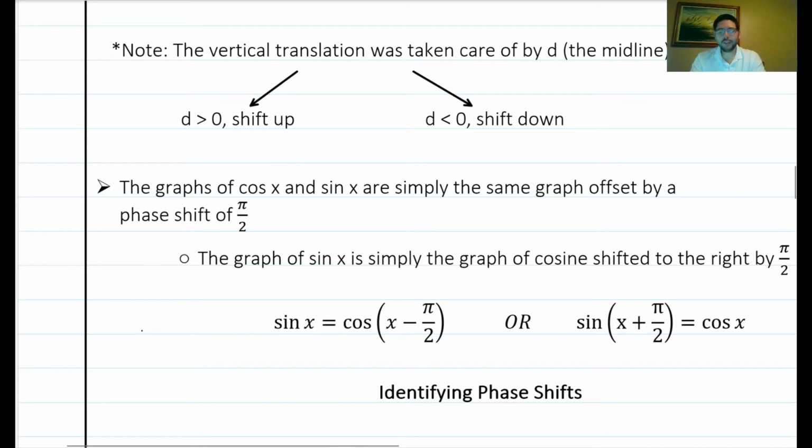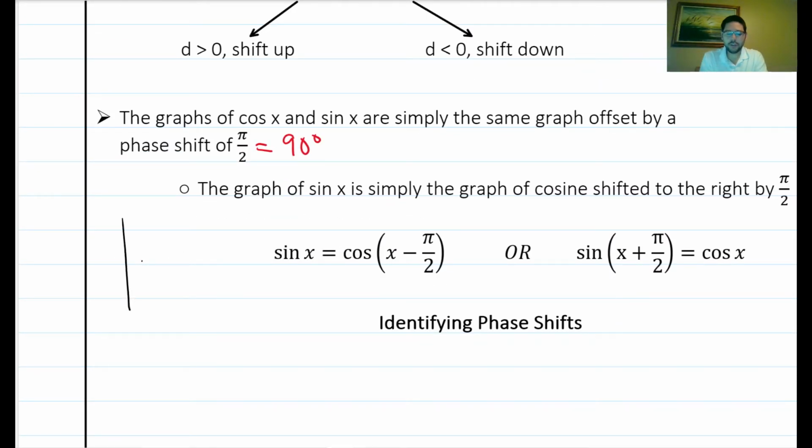So we mentioned that the graphs of sine and cosine are simply the same graph offset by a phase shift of pi over 2. And if you recall, a phase shift of pi over 2 is the same thing as 90 degrees. All right, so basically, if we started out with the sine graph, we mentioned that in order to get the cosine, the U-shaped graph, we have to take the sine graph and shift it to the right by pi over 2.